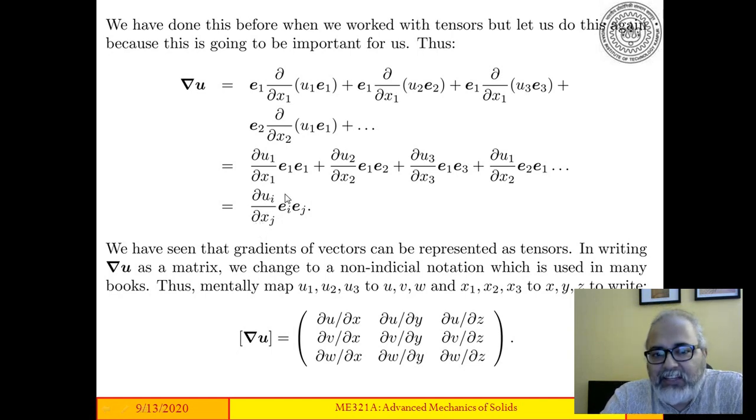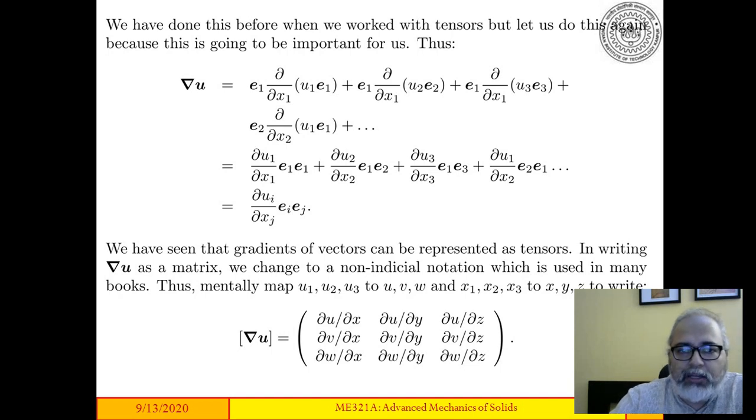Now, sometimes it is necessary to write this in a matrix form, especially when we are not using indicial notation. Then we mentally map x1, x2, x3 to x, y, z and u1, u2, u3 to u, v, w, and this is how we will write it. This matrix is del u1 del x1, so del u del x, del u1 del x2, del u1 del x3, del u2 del x1, del u2 del x2, del u2 del x3, and so on. So u1, u2, u3 replaced by u, v, w, and x1, x2, x3 replaced by x, y, z, and that will give us this particular matrix representation of the Cartesian components of the strain.